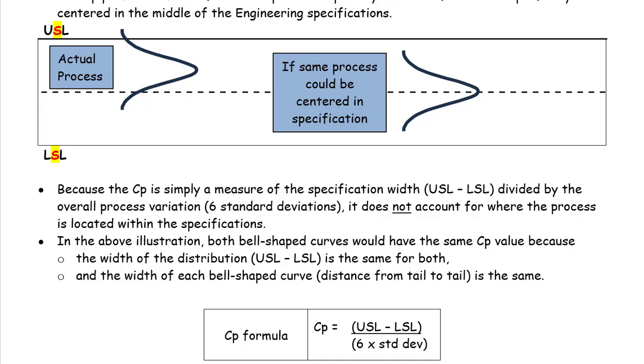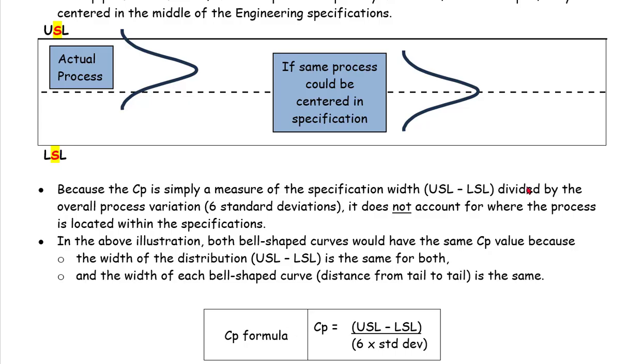In the above illustration here, both bell-shaped curves would have the same CP value because the width of the distribution is the same for both, and the width of each bell-shaped curve, distance from tail to tail, here to here, or here to here, is the same. It does not account for where it sits in the process. Here is the formula for CP. You take the upper specification limit minus the lower specification limit divided by 6 times the standard deviation.